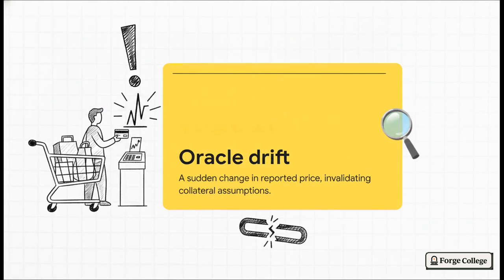Let's talk about the most notorious suspect of the bunch, Oracle drift. This is basically a sudden, rapid change in the price reported by an oracle, which instantly invalidates your collateral assumptions. It's kind of like, imagine you're at the grocery store, right? The total is $50. But the exact millisecond you swipe your credit card, the cashier hikes the bill to $500. Boom, your card declines because you're suddenly under-collateralized. That right there, that's an oracle shock.